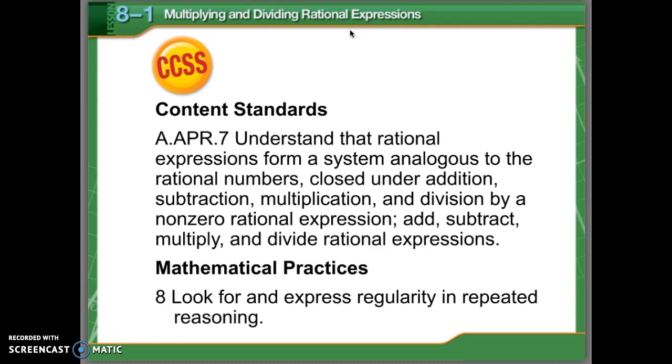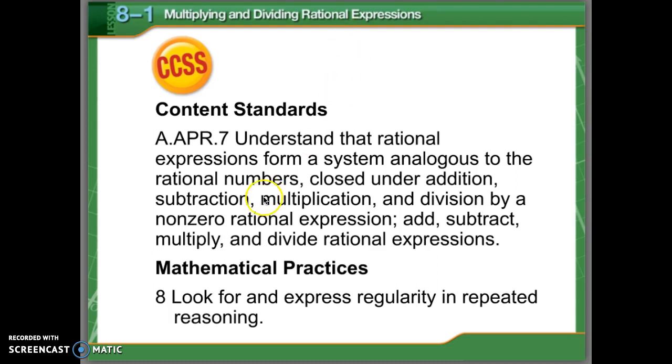So we have a content standard that we're going to be talking about in this lesson, and that is APR 7, which says, understand that rational expressions form a system analogous to the rational numbers. They're closed under addition, subtraction, multiplication, and division by a non-zero rational expression. We are also going to add, subtract, multiply, and divide rational expressions. That was a complicated way to say that all the rules for addition, subtraction, multiplication, and division apply to these problems. So we're going to continue following the rules that we've always followed.